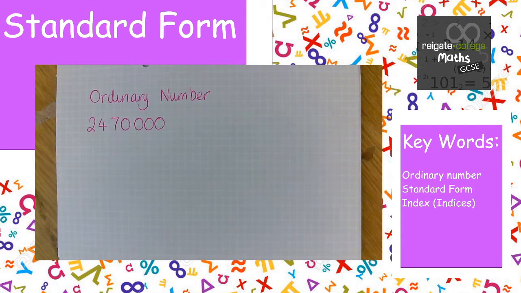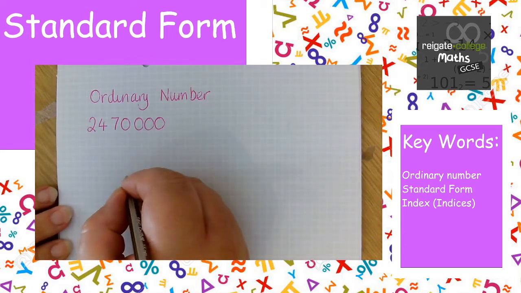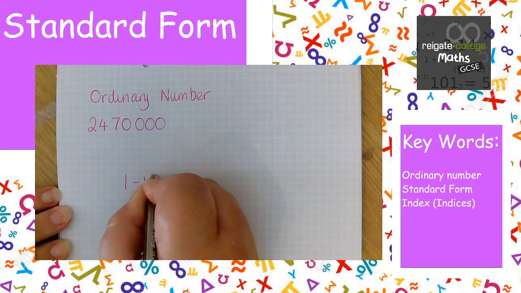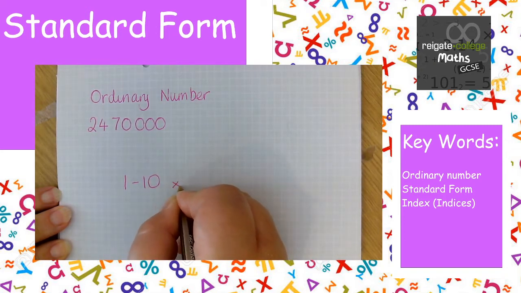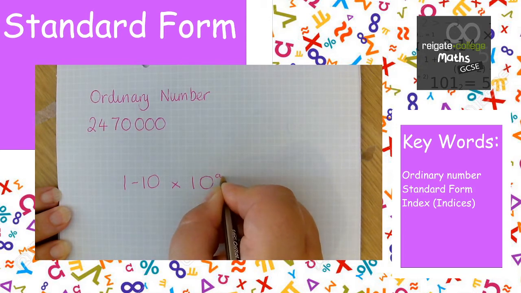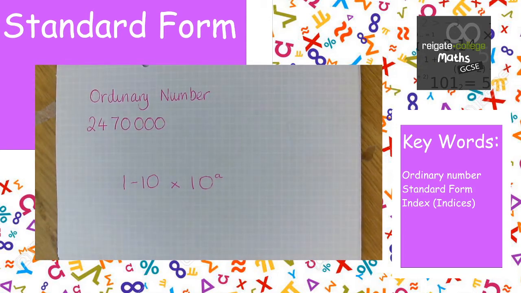Standard form is a number that has an initial number between the values of 1 and 10. It's then multiplied by 10 to a power that will then turn it back into its ordinary number if required.